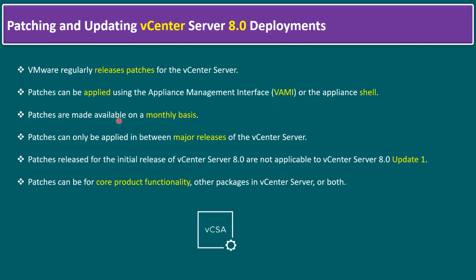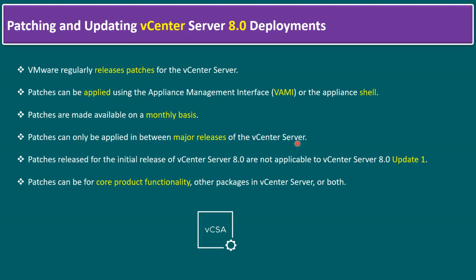The patches are made available on a monthly basis, and patches can only be applied in between major releases of vCenter Server. The current major release for vCenter Server is 8.0. After 8.0, they may release patches like 8.0a, 8.0b, 8.0c. A, B, C represent patching, and an update is 8.0 U1. U1 means Update 1. They may release U1a, U1b and so on. Maybe in future VMware may release vCenter U2, that is Update 2.